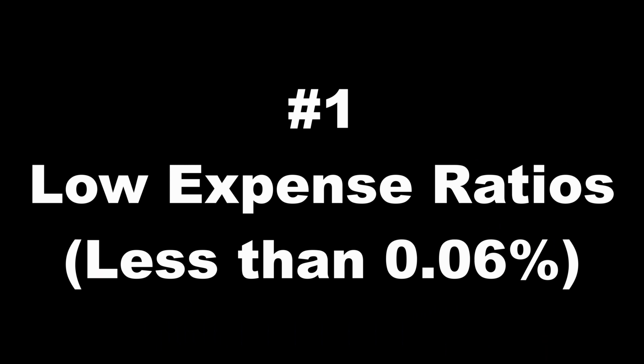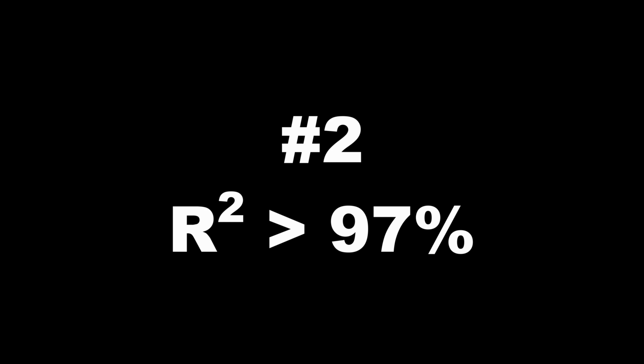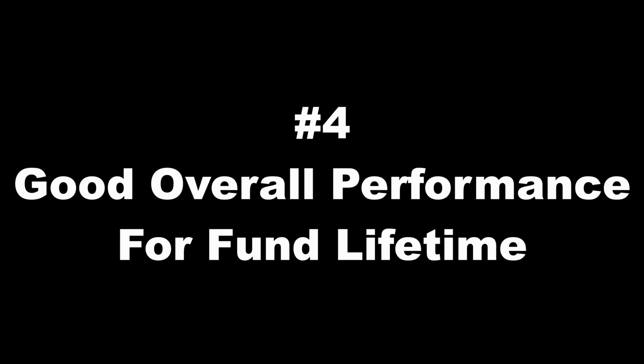Number 1, I want a very low expense ratio, so in this case I'm going to go with anything less than 0.06. Number 2, I'm looking for a fund that sticks to its index as closely as possible. So that means I'm going to be looking for funds with greater than 97% R-squared value. Number 3, I'm looking for a fund that's over 5 years old because for me personally, I don't really trust a brand new fund. And number 4, in general, I want a fund that's been performing well over its lifetime.